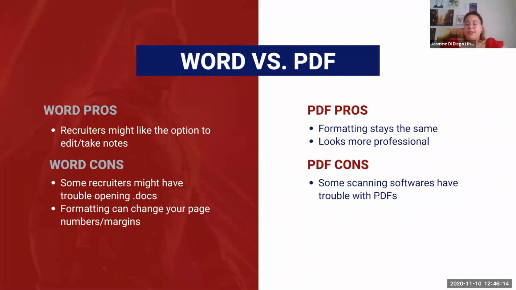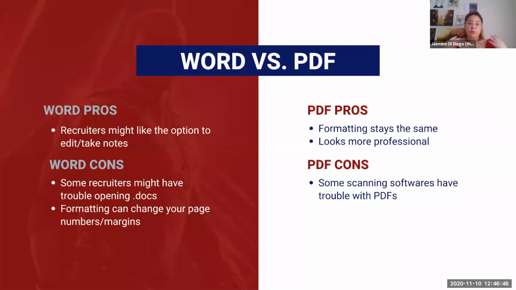So there is the question, for whatever professional document you are submitting, of what the format should be. There are pros and cons for Word and PDF, but after this slide, I'll be explaining which is the better one in most cases. So for Word, a pro is that recruiters might like the option to edit or take notes and flag your resume as important. Some cons for Word is that some recruiters might have trouble opening the document.